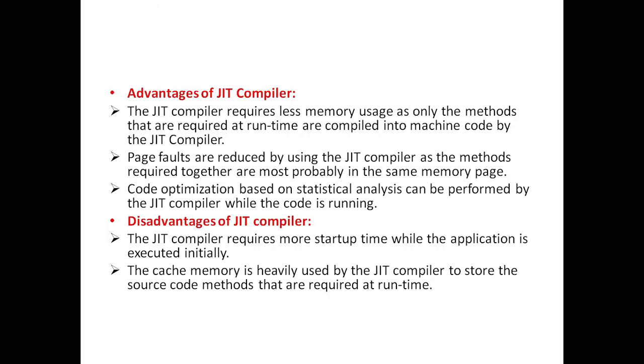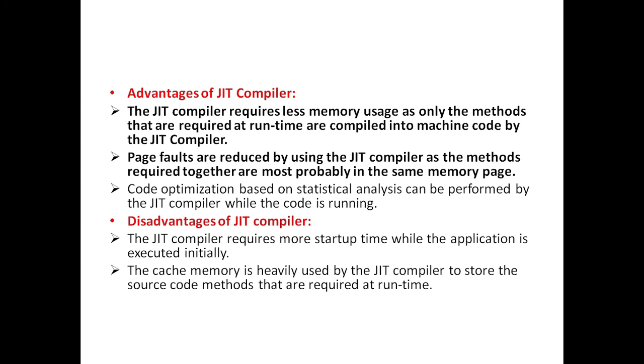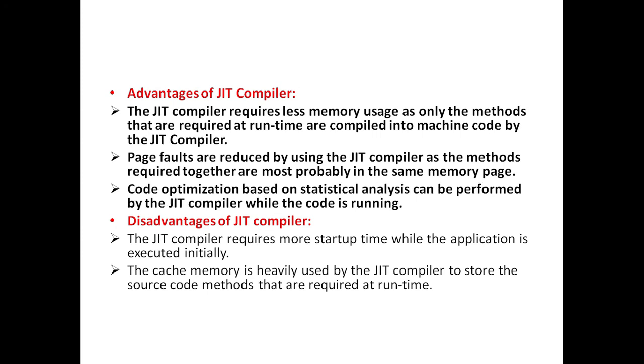Now let's see the advantages of the JIT compiler. The JIT compiler requires less memory usage, as only the methods that are required at runtime are compiled into machine code by the JIT compiler. Page faults are reduced by using the JIT compiler, as the methods required together are most probably in the same memory page. And code optimization based on statistical analysis can be performed by the JIT compiler while the code is running.